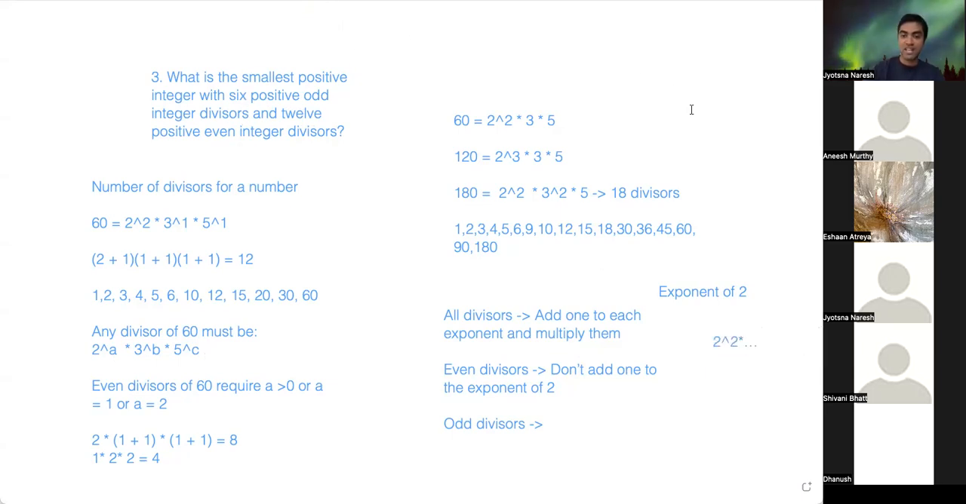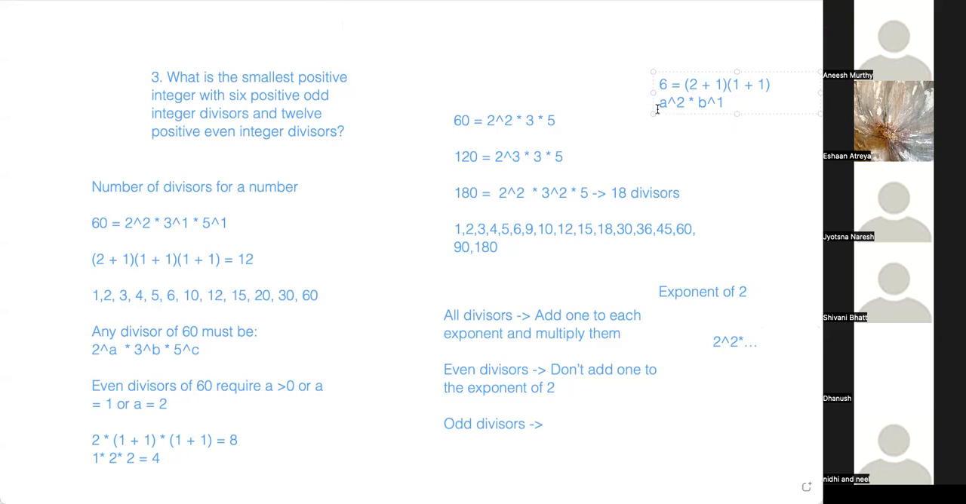So if I need to get 6, I'm adding 1 to each exponent, so it should be in the form 2 plus 1 times 1 plus 1. This tells me that this number must be in the form some prime factor a to the power 2 times some prime factor b to the power 1. What are the smallest possible values I can choose here for a and b? I know it can't be 2, so a and b are prime numbers, but not 2, because I'm only looking at the odd part now.